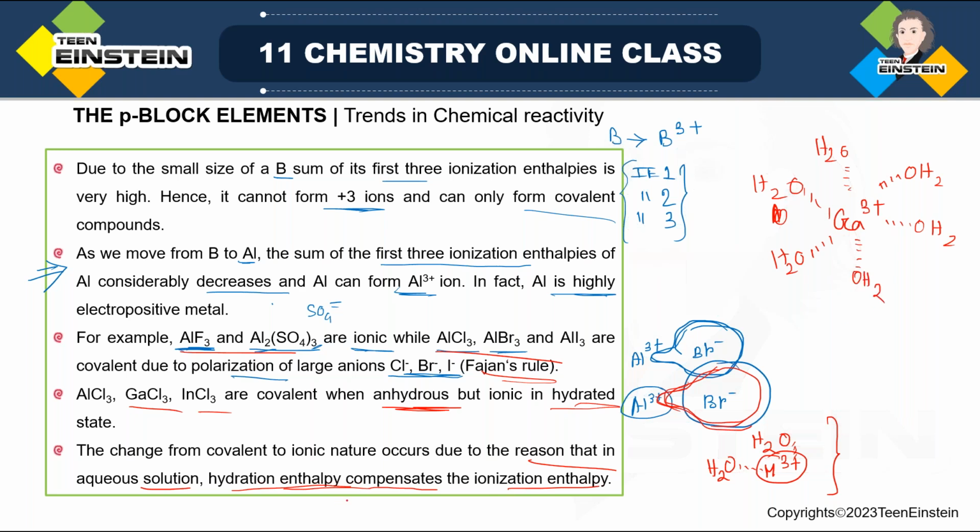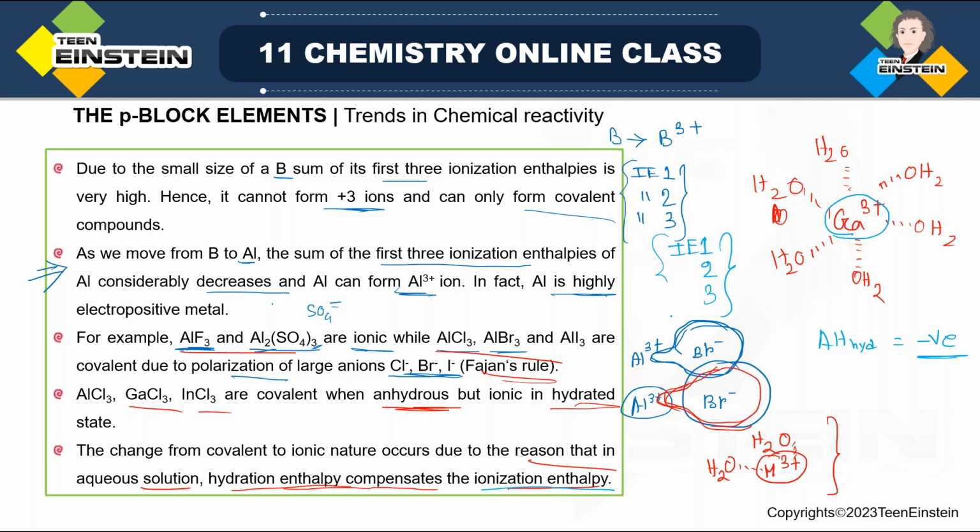So this released energy is the hydration enthalpy, which is del H hydration, and this is actually negative. So some energy will be released, and this released energy can compensate the ionization enthalpy. Because when you are making Ga3+, you have to provide ionization energy 1, ionization energy 2 and 3.